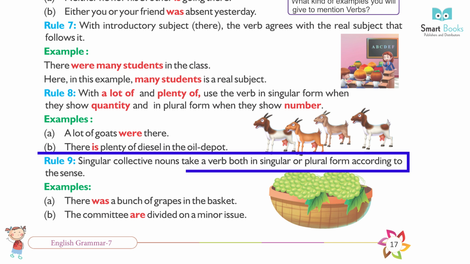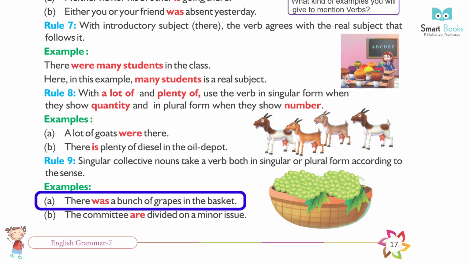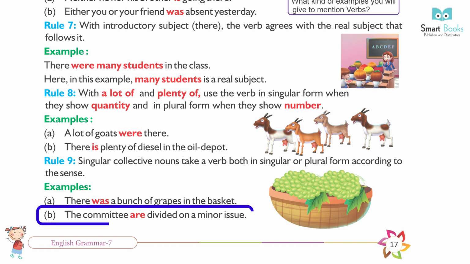Rule 9. A singular collective noun takes a verb in either singular or plural form according to the sense. Examples: A. There was a bunch of grapes in the basket. B. The committee were divided on a minor issue.